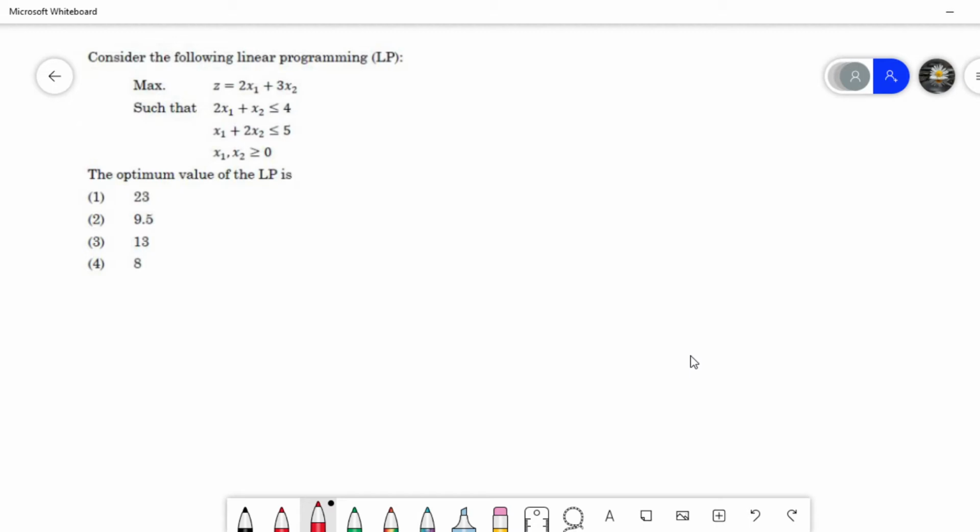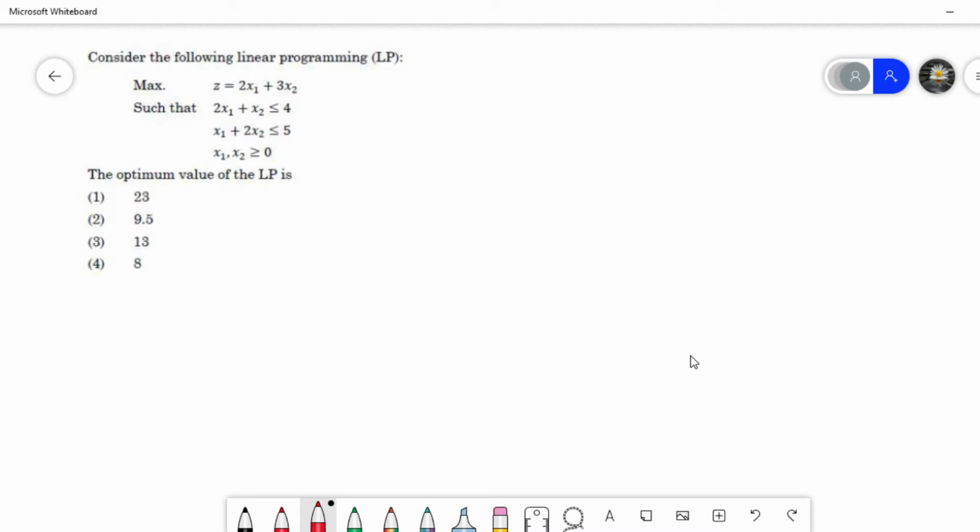Today we are going to see the questions asked in the NTA NET Computer Science question paper. So the question is, consider the following linear programming: Max z is equal to x1 plus 3x2 such that 2x1 plus x2 less than or equal to 4, x1 plus 2x2 less than or equal to 5, x1 comma x2 greater than or equal to 0. So the given options are 23, 9.5, 13 and 8.